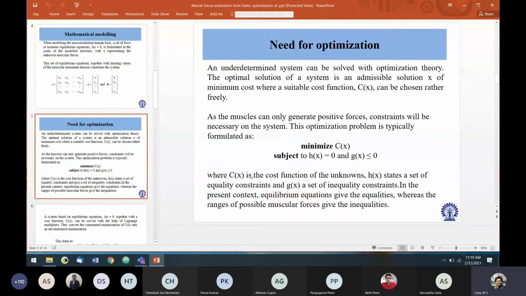So you can see c of x is the cost function of unknowns, that is, the unknowns are muscle forces or stresses. h of x states a set of equilibrium constraints, g of x is inequality constraints. So that is clear, no? This is just an optimization problem, telling you what it is.